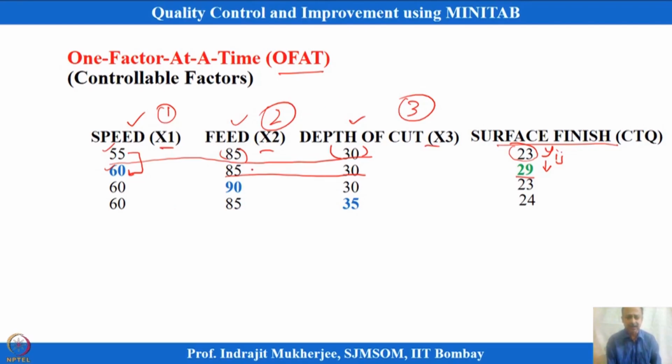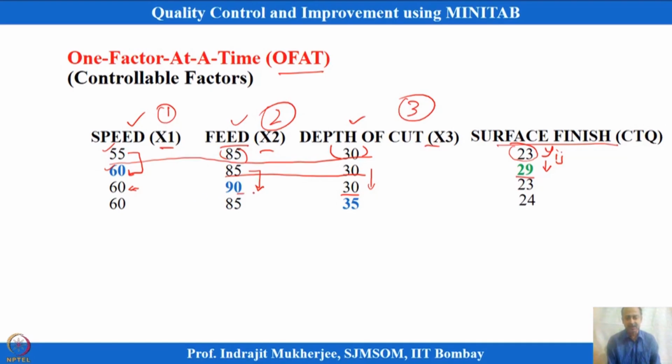Then what I will do is that I will change the next factor and fix this at 60 over here. We have now fixed speed at 60 because we have seen improvement at 60 as compared to 55. Then from 85 I will change it to 90, which is the other second label of the feed, and the third variable is fixed, that is 30 retained over here. So, I am going like that.